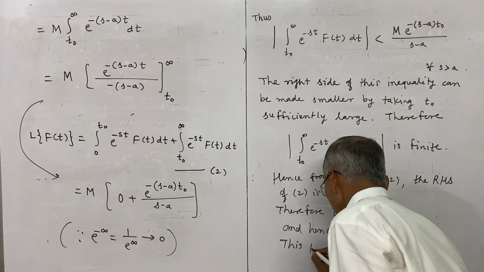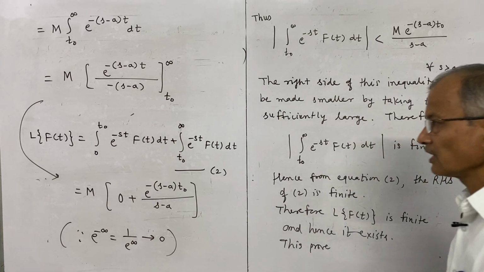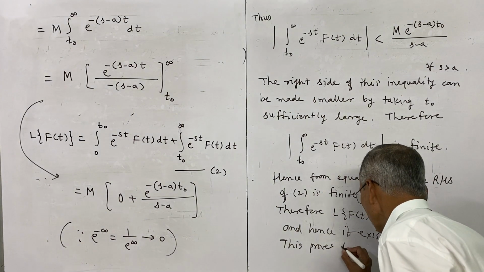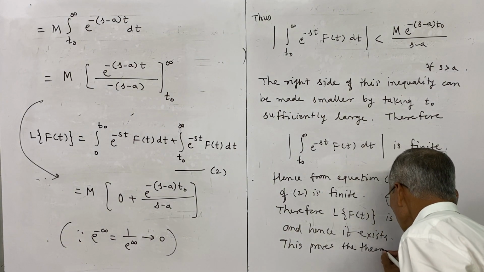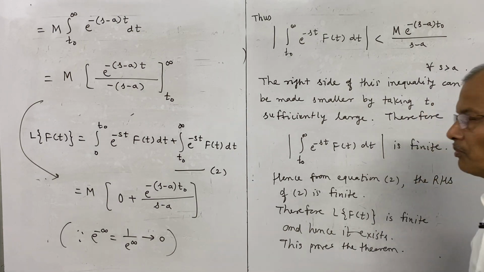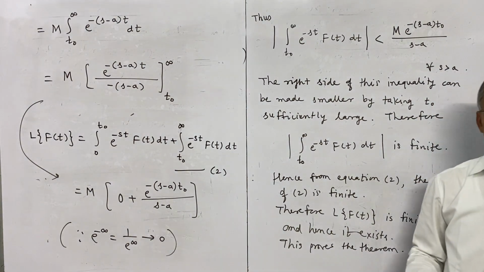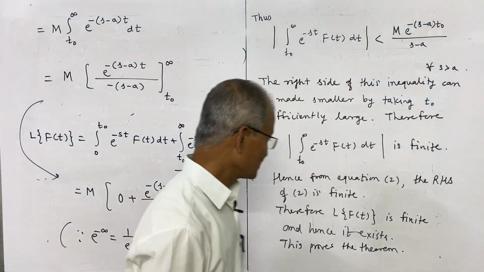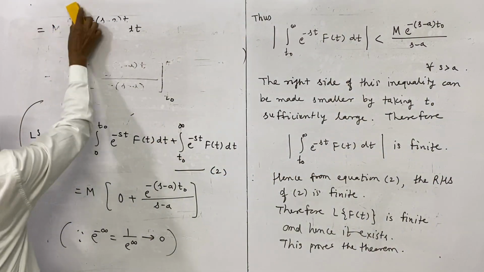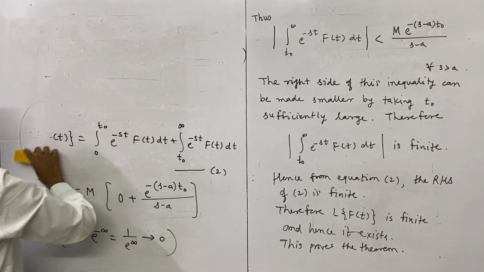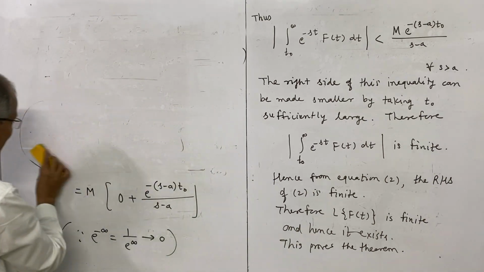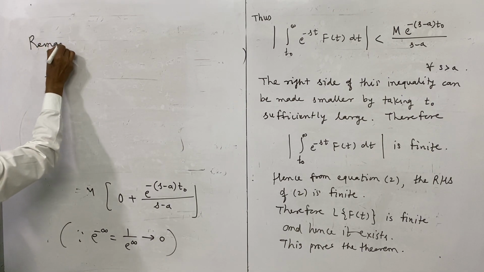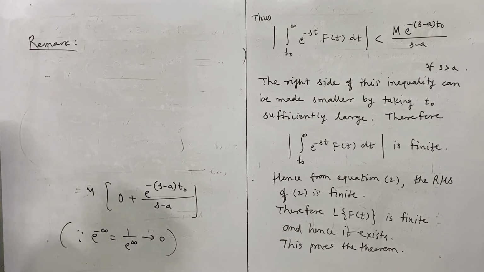So this is the theorem which gives the condition for existence. This proves the theorem. That means if the function is of class A, having two properties, piecewise continuous and of exponential order, then the Laplace transform exists. Thus we have proved the existence theorem of Laplace transform. But we should note one statement as a remark. The condition in theorem 1 is sufficient but not necessary.